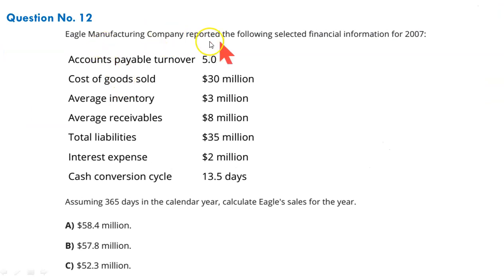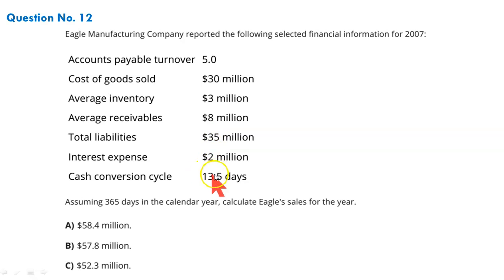Eagle Manufacturing Company reported the following selected financial information for the next 7. What we are required, assuming 365 days in a year, is to calculate Eagle's sales for the year. This is a very twisted question. Lots of information is given. We have been given accounts payable turnover, which means we pay our suppliers 5 times in 1 year. We have been given CGS, average inventory, average receivables, total liabilities, interest expense, and cash conversion cycle.